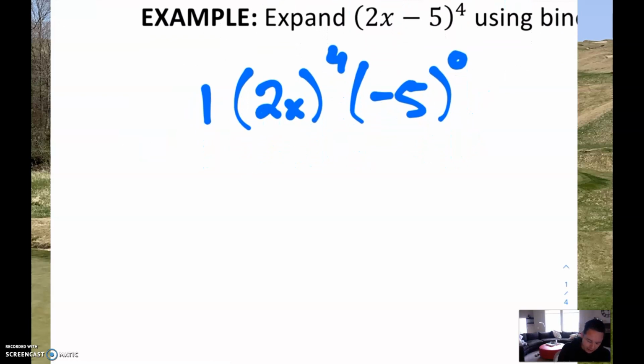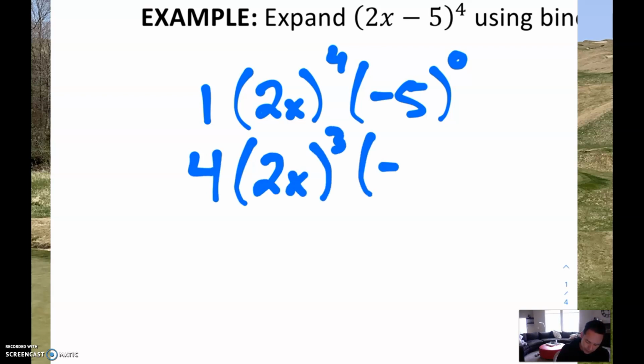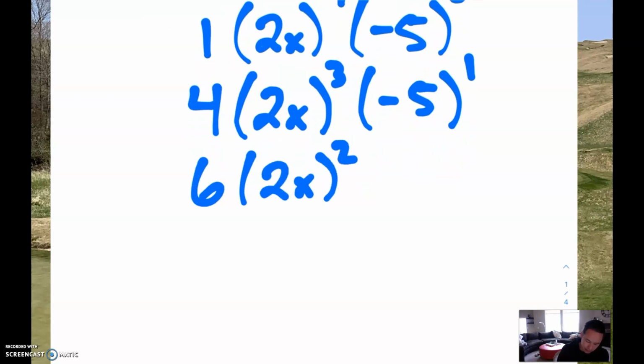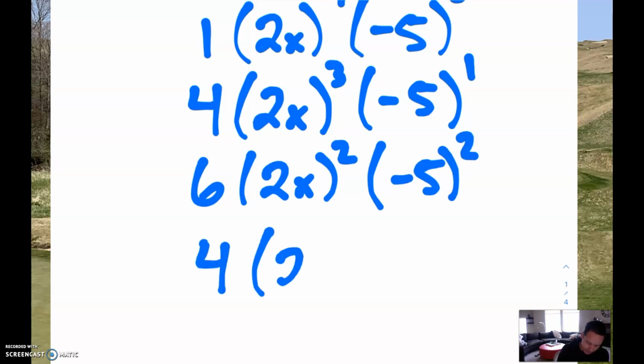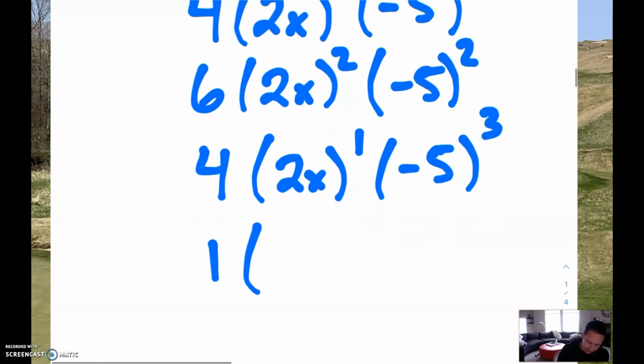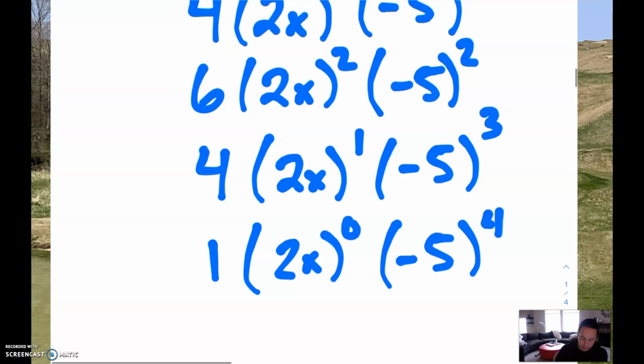And then we're just going to go down, and we're going to use the next Pascal number, that's 4. We're going to take the first term and raise it to the 3rd, and then negative 5 gets raised to the 1st power. Then we take the next Pascal number as a 6. We get 2x squared, and then negative 5 squared. We have 4 times 2x to the 1st times negative 5 to the 3rd. And lastly, that's to the 0 power, and that's to the 4th power.